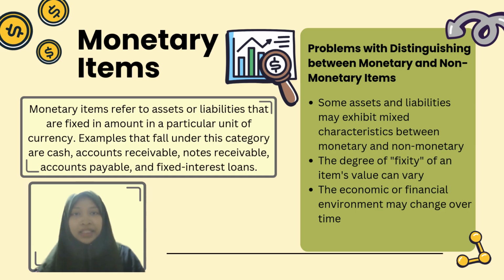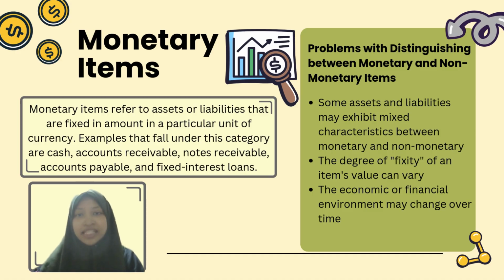Although conceptually simple, in practice there are several problems in distinguishing between monetary and non-monetary items. First, some assets and liabilities may exhibit mixed characteristics between monetary and non-monetary, making it difficult to classify them directly. For example, prepaid rent or certain derivative instruments can have elements of fixed value but also depend on market factors.